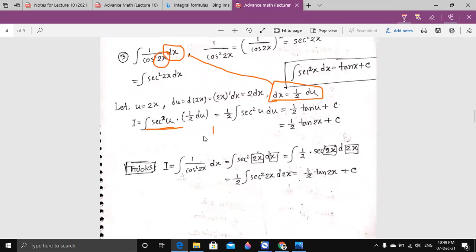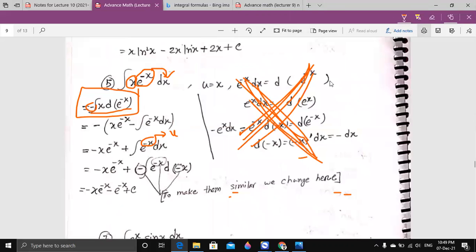Guys, do you remember 1 by cos theta? We learned it in our high school. 1 by cos theta is equal to sec theta. Guys, remember this? That means 1 by cos square theta will also be sec square theta. So I write down here 1 by cos square 2x, it will be sec square u, because 2x is equal to u. And for dx, we found that dx will be half du. So I just write down here half du. Then I take the constant out.